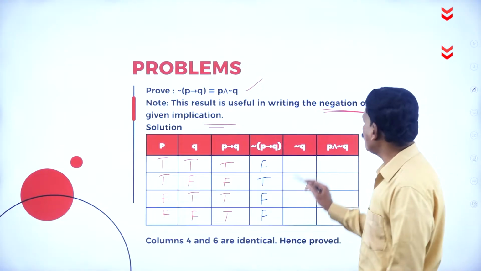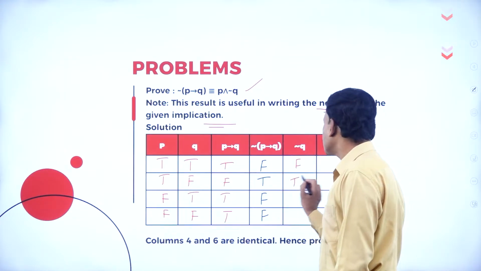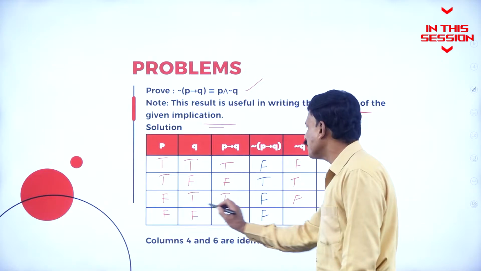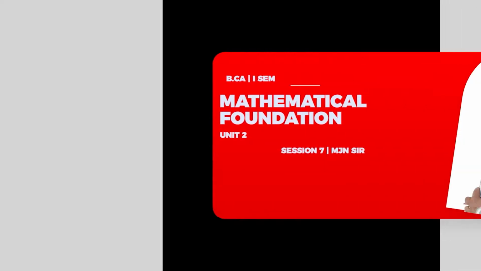Now, what is negation of Q? Negation of Q. For T, it is F. For F, it is T. For T, it is F. For F, it is T. That's it. F, T, F, T.